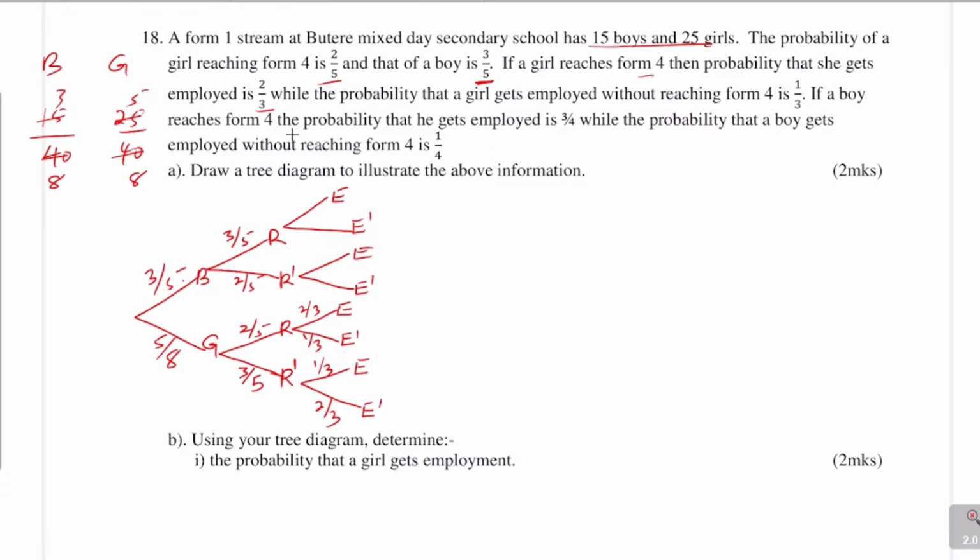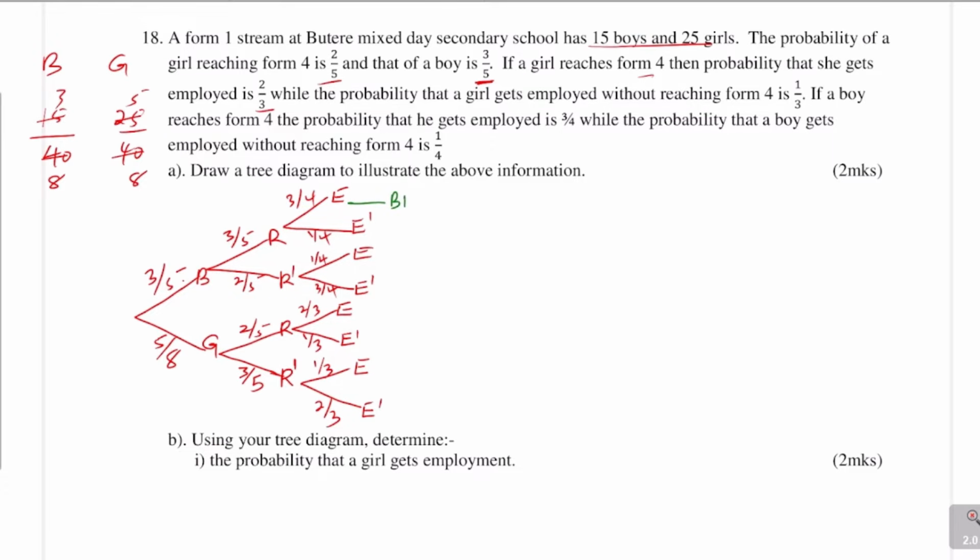If a boy reaches Form 4, the probability that he gets employed is 3 over 4. He reaches Form 4 is here, so the probability of getting employed is 3/4. So not getting employed will be a quarter. Then without reaching Form 4 is given by this, so without reaching Form 4 and getting employed is a quarter. So the other one will be 3/4. So that is the complete tree diagram with all the probabilities indicated. From there you can simply add this to help you work out.